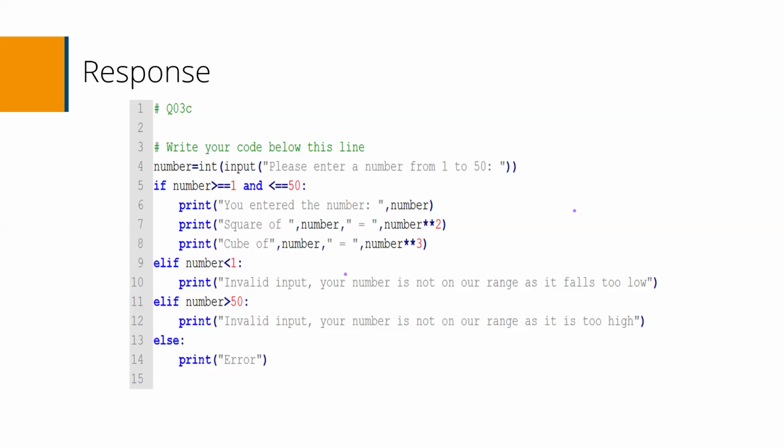Okay, they don't get bullet point 5 because there's a syntax error on line 5, and they don't get bullet point 6 because they used a redundant else on line 13. Okay.